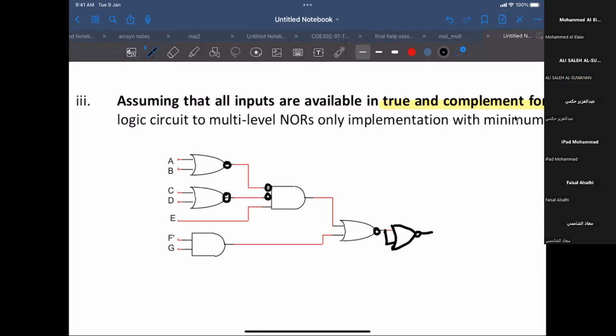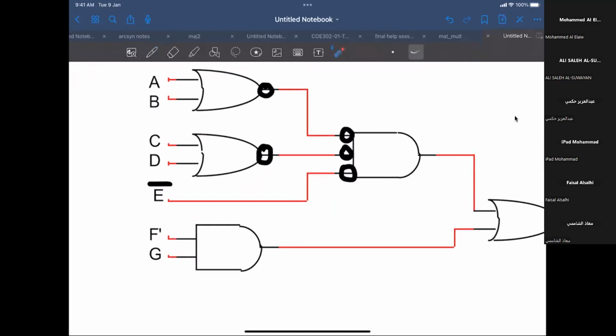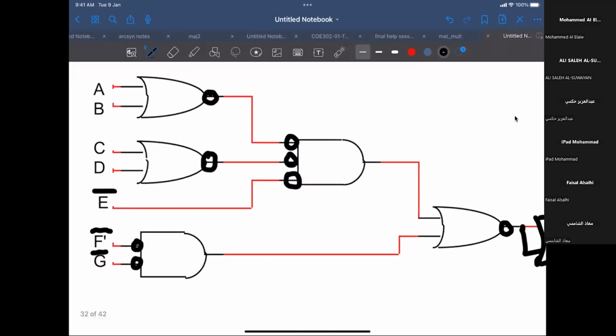Okay, so this one is still pending. It's not converted completely, so we need a bubble here and a complement here. Also notice that this one has a complement on it. So if we want to convert now this AND gate to NOR, what do we do? We put bubbles on its inputs and then cancel them. So this becomes F. So F complement is F, and this becomes G complement. So this is basically the conversion here.